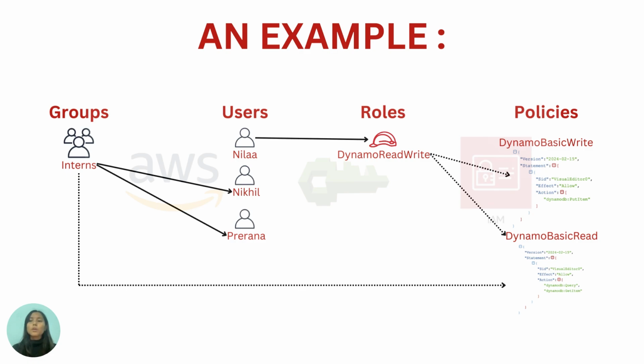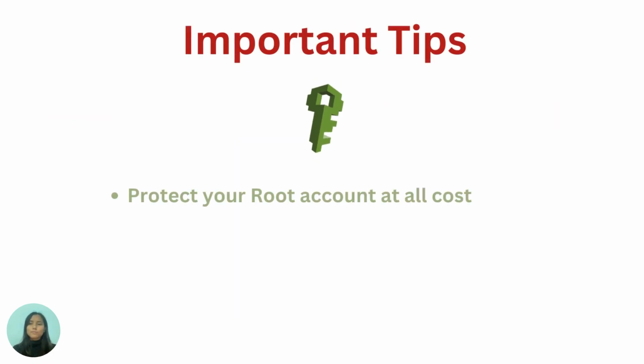So, when we go to the actions for Nila, we can grant him this DynamoDB role. In doing so, we can give him access to this table for PutItem and the Query and GetItem APIs. This is a simple example to set up AWS IAM in an organization.